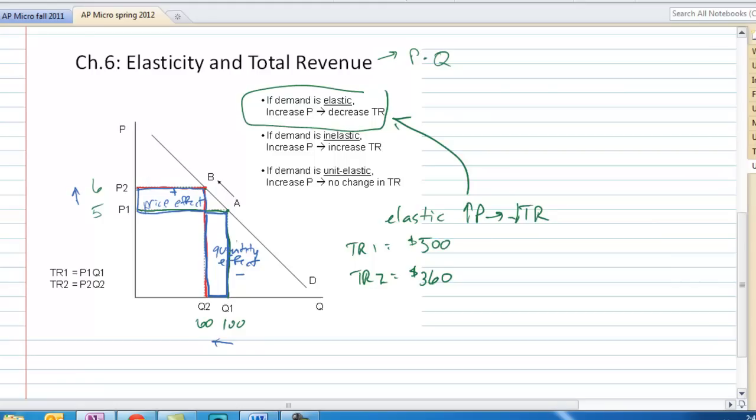From this, we can kind of eyeball that the quantity effect is larger than the price effect, which it should be given that we have elastic demand. That means that we're subtracting from total revenue more than we're adding to it.